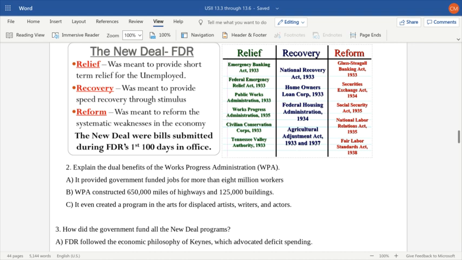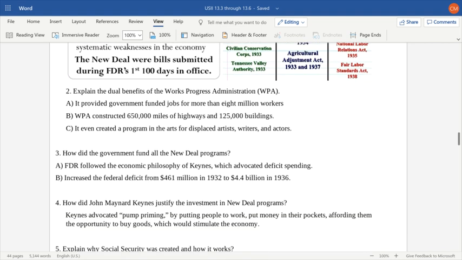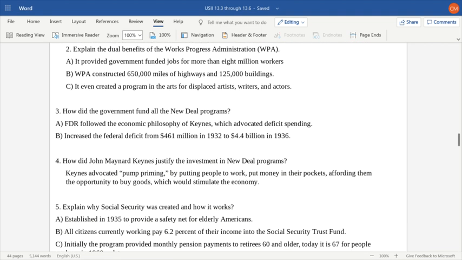Now, of course, a lot of these programs are not cheap. They're very expensive programs. So we should begin to look at question 3. The government was looking for ways to fund these New Deal programs. FDR actually followed the philosophy of the economist John Maynard Keynes, who advocated deficit spending.